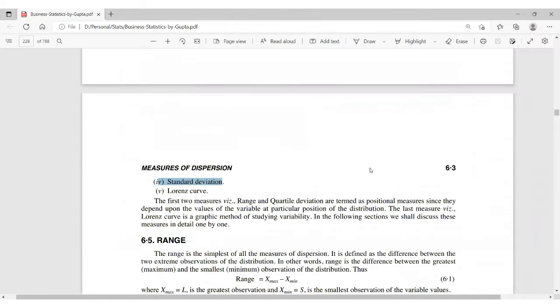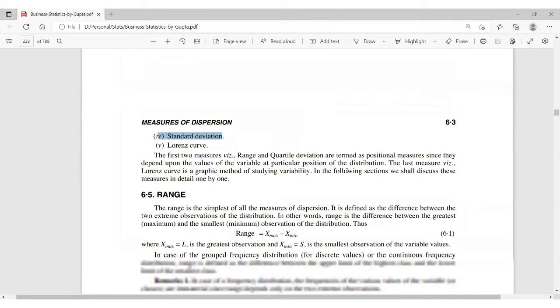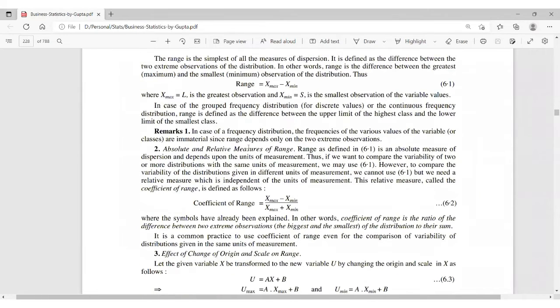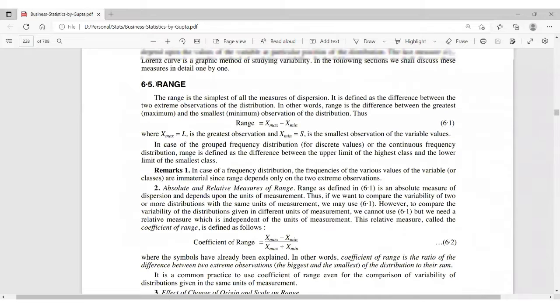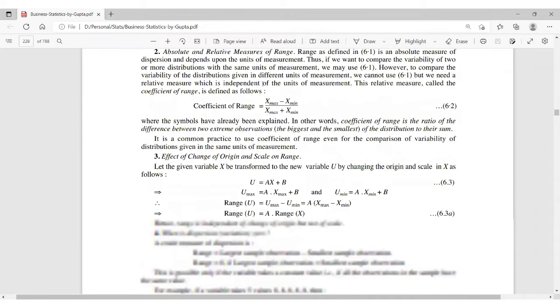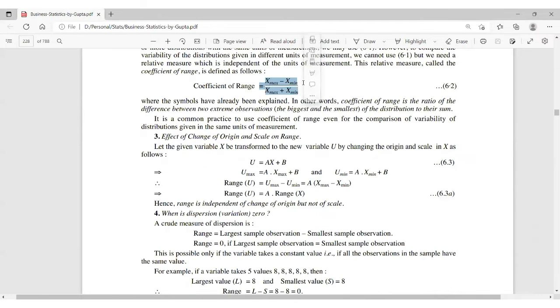Yes, sir. Please just teach this one. Very, very important. See, range is maximum value minus minimum value. The coefficient of range is maximum minus minimum upon maximum plus minimum.